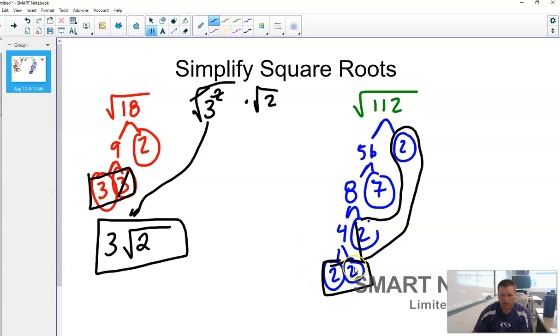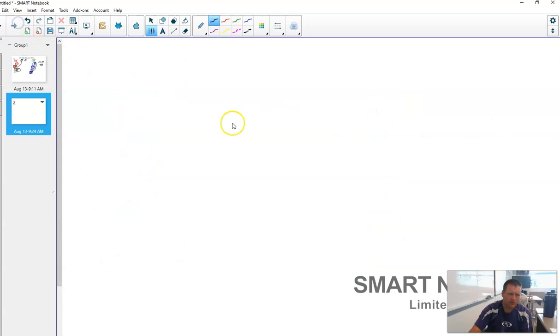So I've got 2 pairs, which means 2 of these 2s can go outside, and one of each pair is gone. So I've got a 2 on the outside, another 2 on the outside, and then I've got this 7 on the inside. These 2s on the outside are going to multiply, so that's just going to be 4 square roots of 7. Okay? And that's really the gist of how you do this, guys. So we can do a couple other examples.